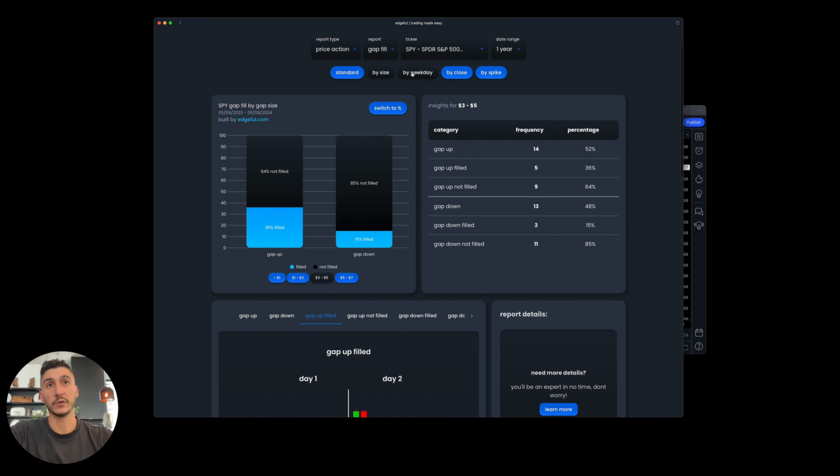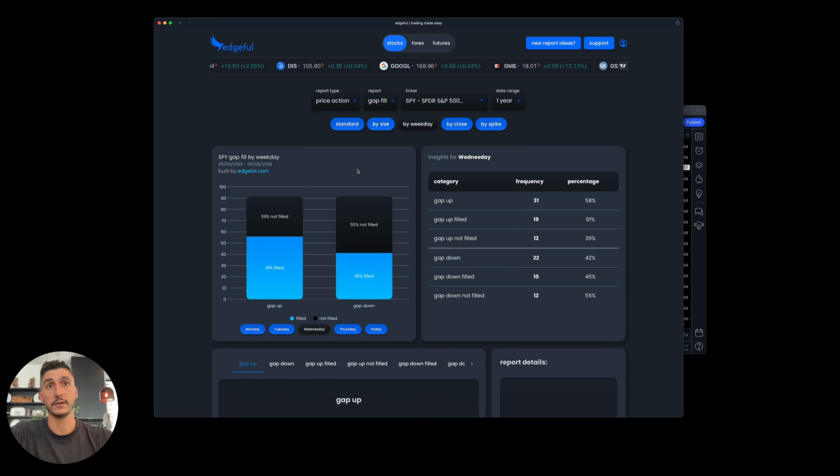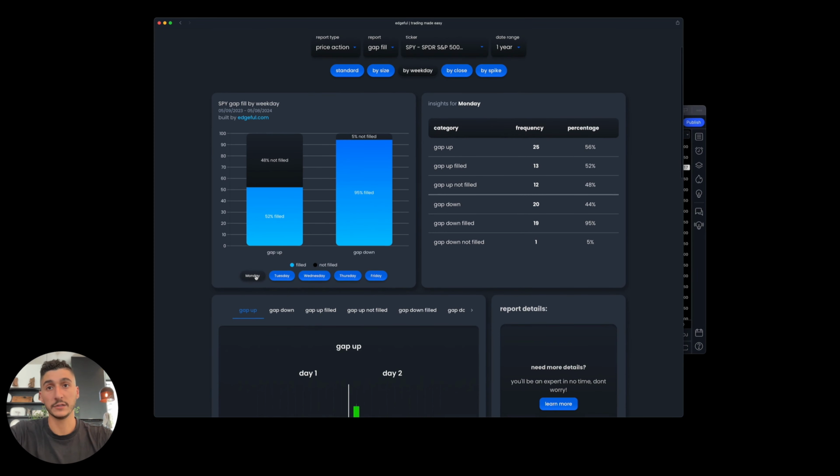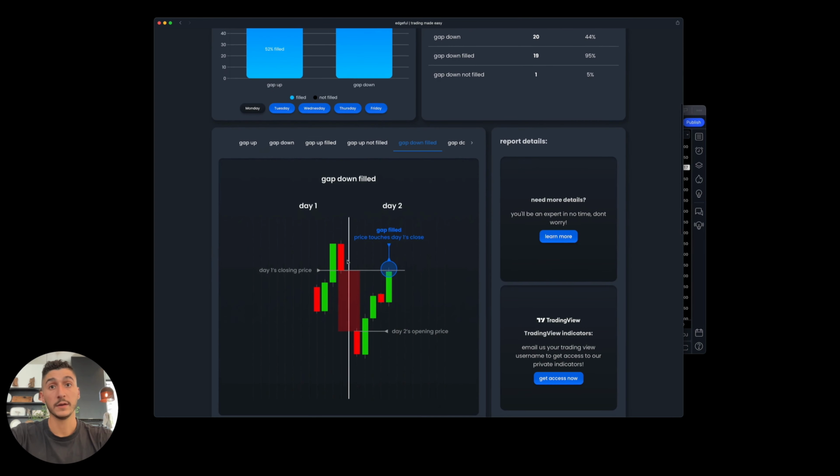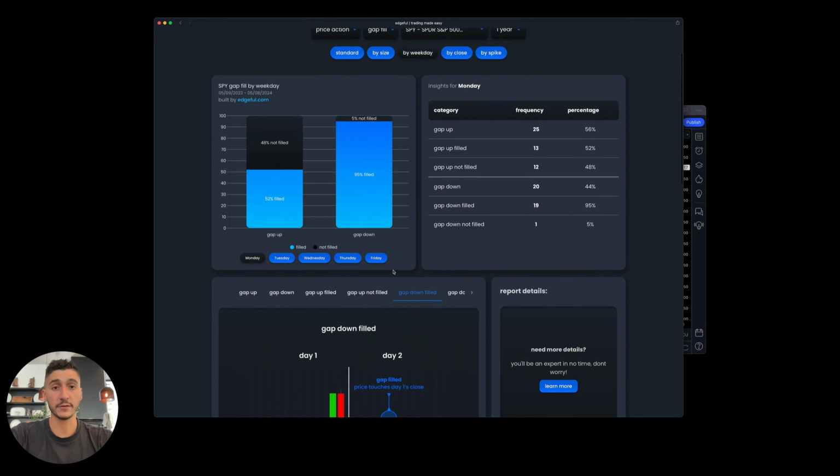Then here's a really interesting one, the by-weekday variant. Let's just start off on Mondays here. Very, very interesting stat. For every time in the last year that Mondays have opened below Friday's close, 95% of those times, Monday's price has come up to touch Friday's close. So you can see gap down filled. If this was Friday's close, this is Monday's open. 95% of the time in the last year, price has come up to touch Friday's closing price. So gaps down on Mondays are very bullish as of right now.